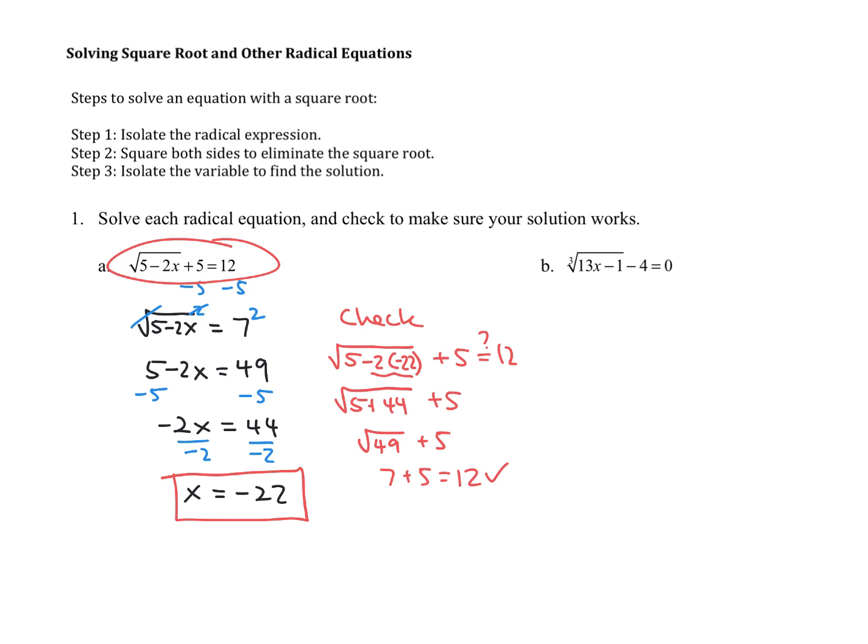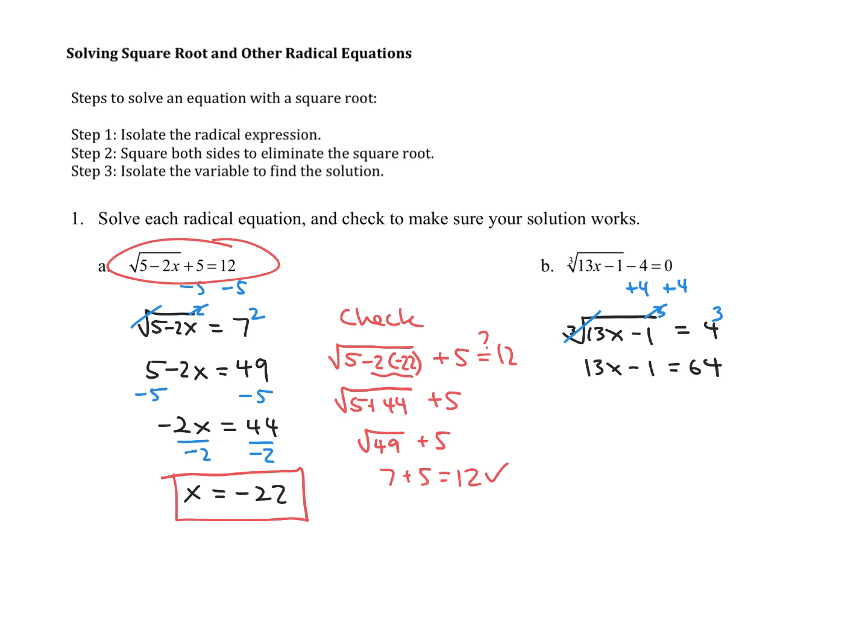In this next example, we have a cube root, but we tackle it the same way. First, we want to get the radical expression by itself, so I'm going to add 4 to both sides. And we get the cube root of 13x minus 1 equals 4. And to cancel a cube root, I raise both sides to the third power. That cancels my cube root, and I get 13x minus 1 equals 4 to the third power, which is 4 times 4 times 4, 64.